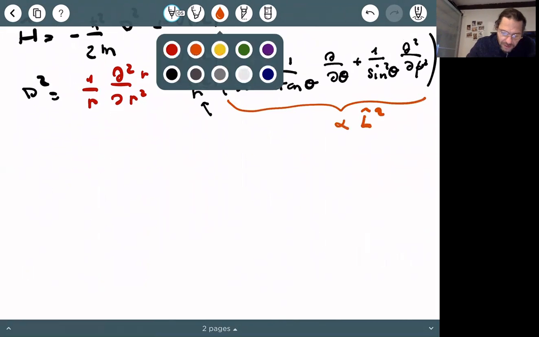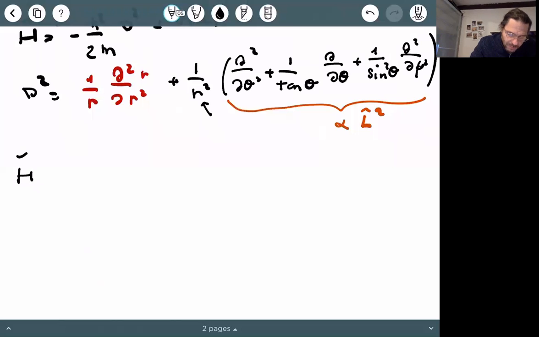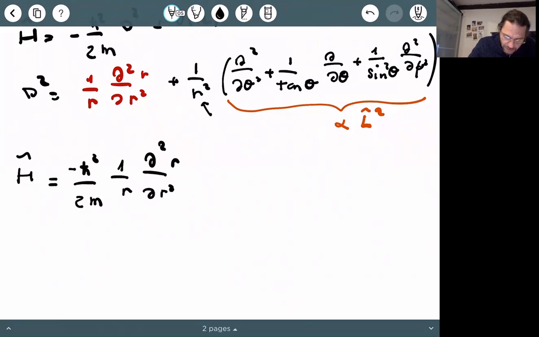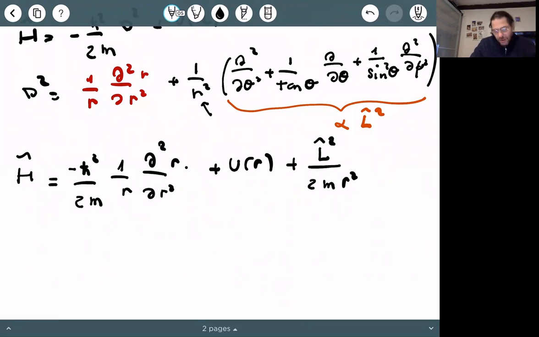So combining all things together, the Hamiltonian in polar coordinates is written as negative h bar squared over 2m, times 1 over r, d squared over dr squared, r times whatever the wave function is, plus U of r, plus L squared over 2mr squared.